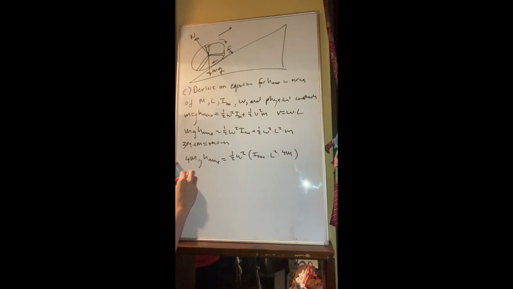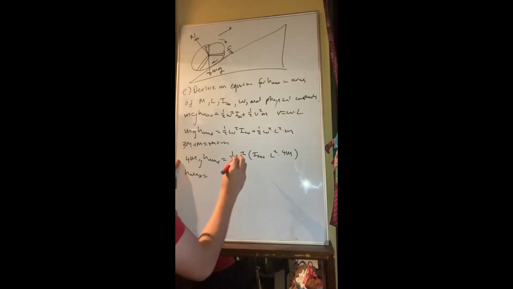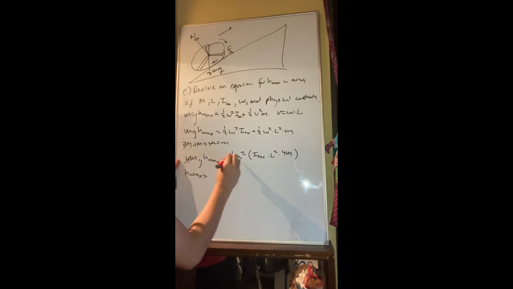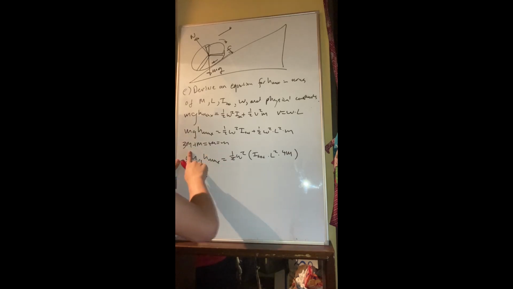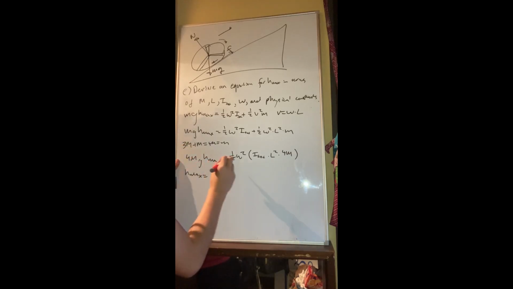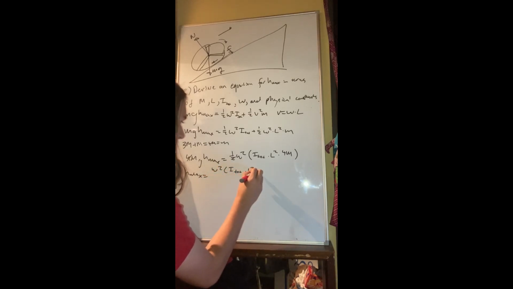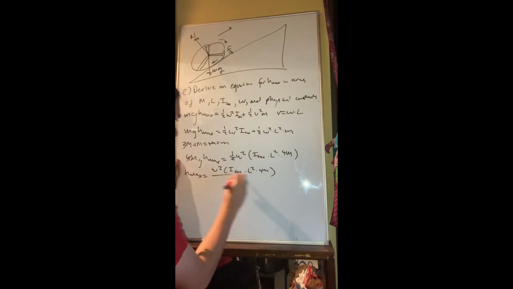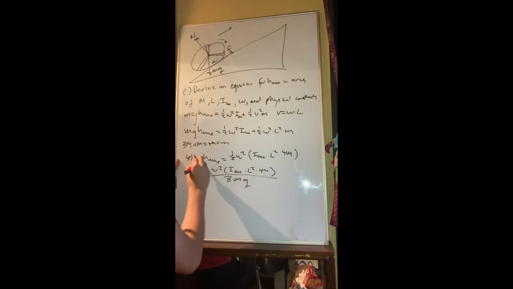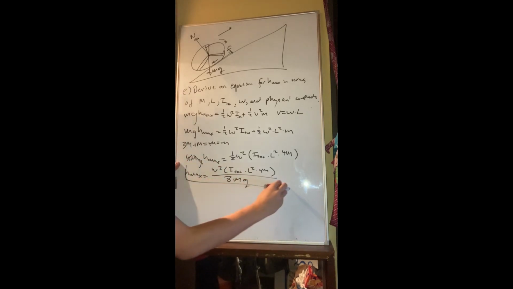Now we can divide both sides by 4m, and we get h max equals, well, actually it's going to multiply together, so we're going to have 8m on the bottom: omega squared times I total times L squared times 4m, all over 8mg. And that is going to be our final answer for the maximum height that it reaches.